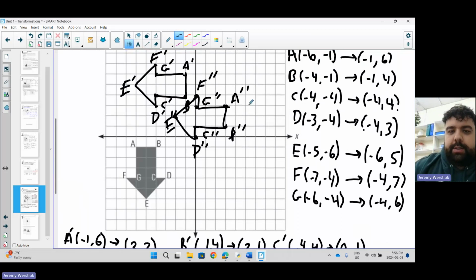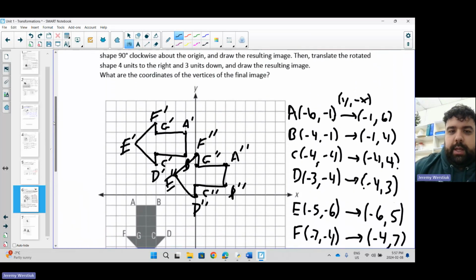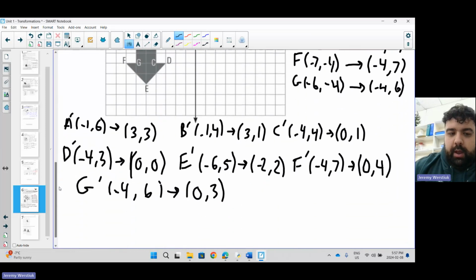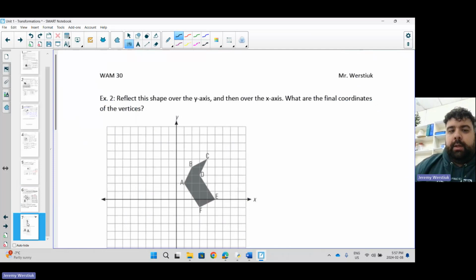So I've answered the questions. I have drawn the resulting image, and all the coordinates are given right down here at the bottom. So that's all good there. Go back to the image one more time. And we'll move on to the next example.